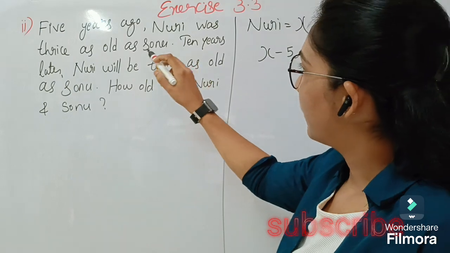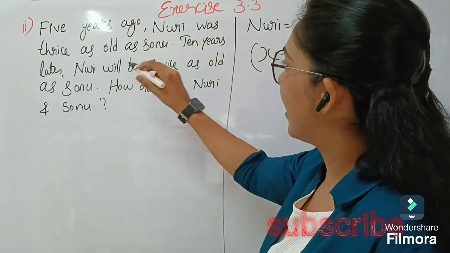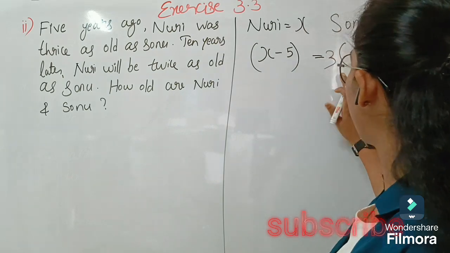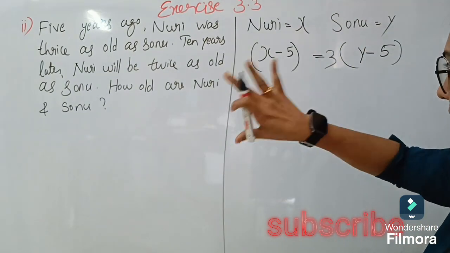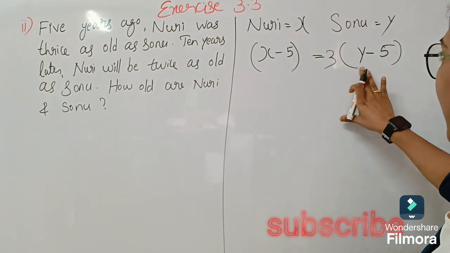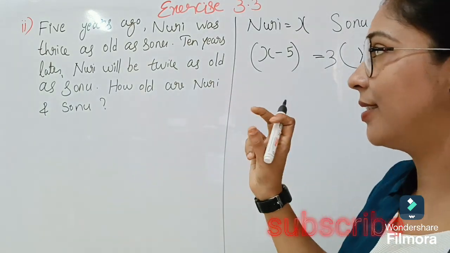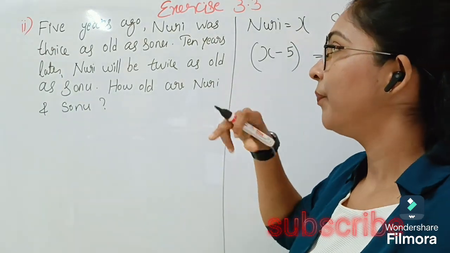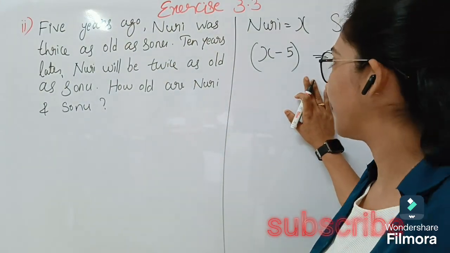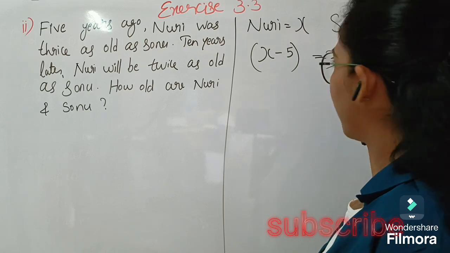Then 5 years ago, Noori was thrice as old as Sonu. Thrice as old as Sonu. Read each sentence very well and decode all these sentences into mathematical expressions. Then X minus 5 is equal to 3 times Y minus 5.